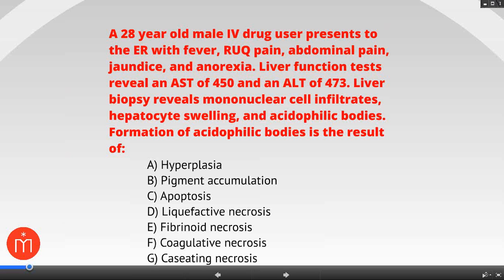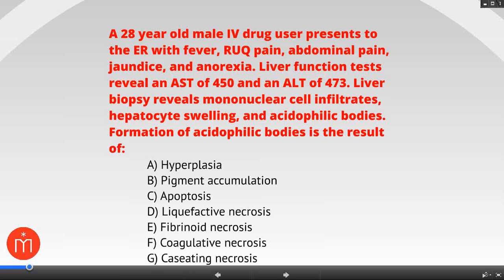liver. You can do a thorough discussion of LFTs, depending on how high they are. That's beyond the scope of what we need to talk about here, but we do see moderately elevated liver enzymes reflecting hepatocyte damage, and that is consistent with an acute hepatitis infection. So we read on. We see that liver biopsy reveals mononuclear cell infiltrates, hepatocyte swelling, and acidophilic bodies.